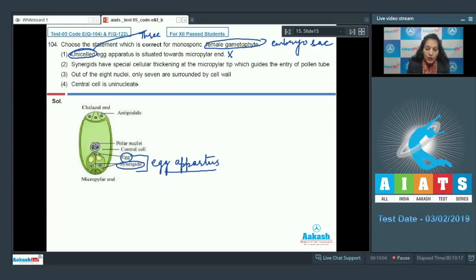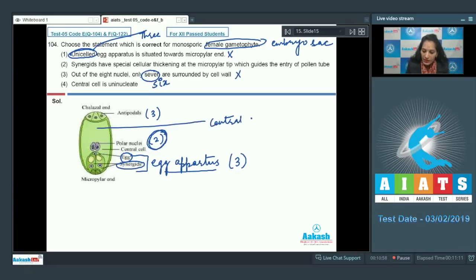Third, out of the 8 nuclei means the total nuclei in the embryo sac: 3 of antipodals, 2 polar nuclei and 3 nuclei in the egg apparatus. So total 8 nuclei. Out of these total 8 nuclei, only 7 are surrounded by the cell wall? No, only 6 are surrounded by cell wall because these polar nuclei are not surrounded by the cell wall. So this is incorrect.